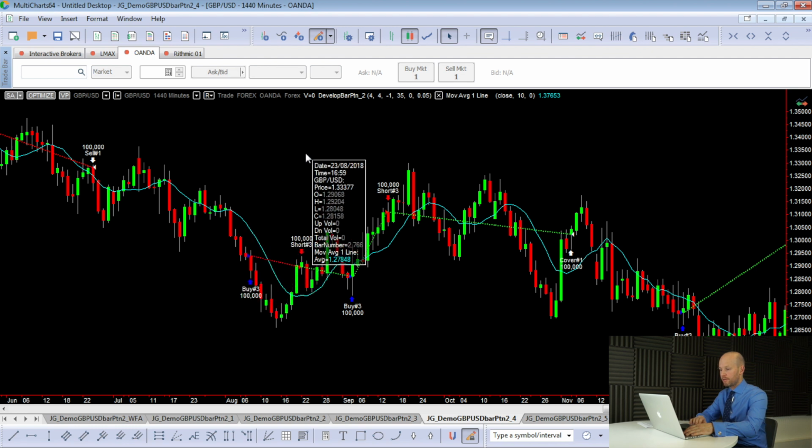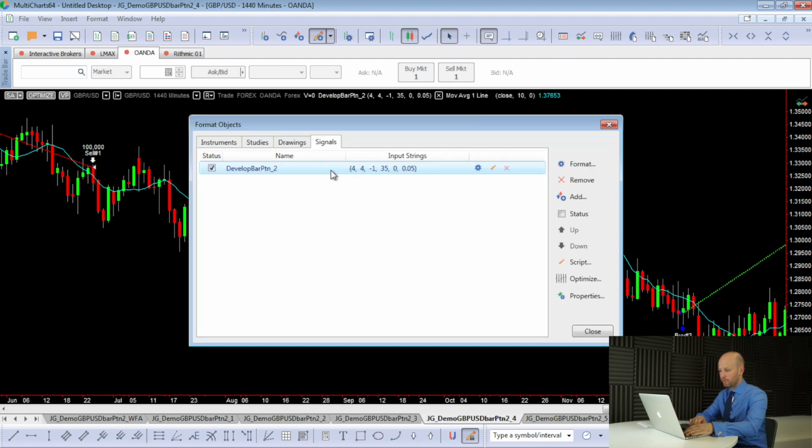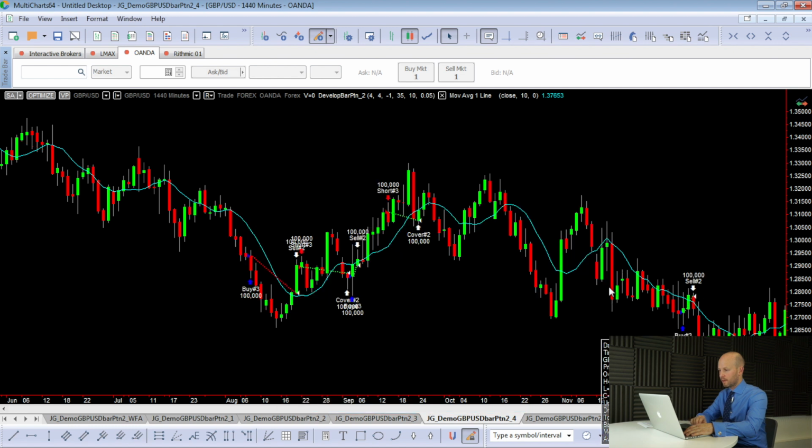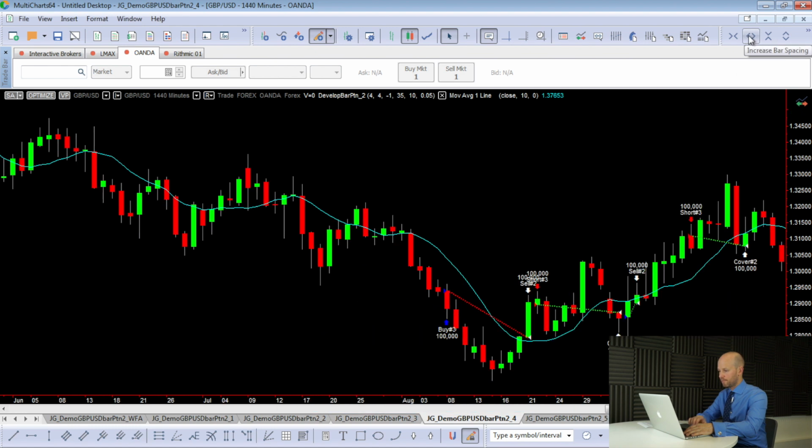And if I switch in my code, now I've programmed this so I can easily switch this, we're going to continue with using the 35 bar exit, but we're also going to use a 10 MA exit, I've called it. So we're going to use that moving average exit, and let's zoom in a little bit.